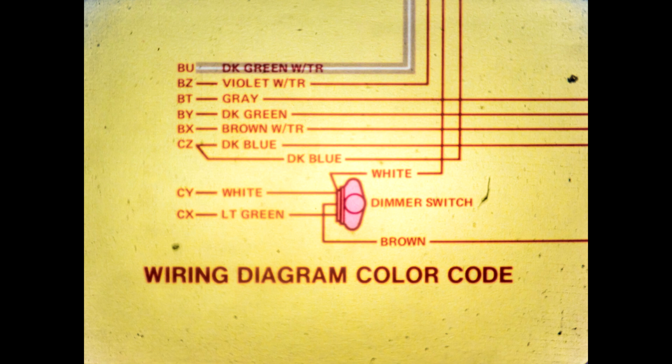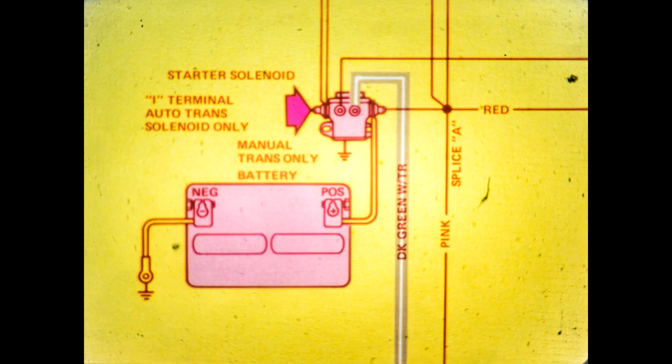When using the wiring diagram, notice that each wire is identified with a color code. This one, for instance, means that the wire is colored dark green with a white stripe called a tracer. Now, all you have to do is find the dark green wire with the white tracer at the back of the starter solenoid in the car, and you know where it goes and what it does just by looking at the wiring diagram.